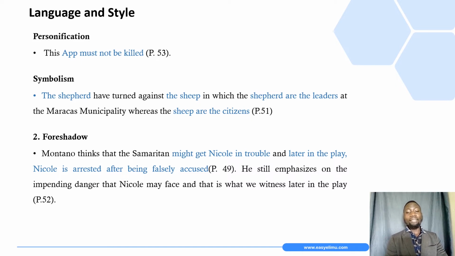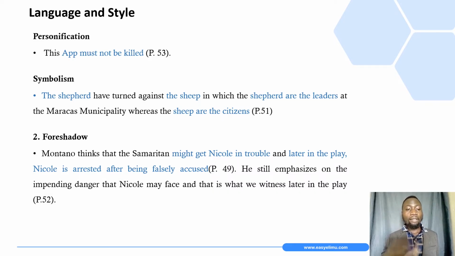So again, Montano still emphasizes the impending danger that Nicole may face, and that is later witnessed in the play when Nicole is arrested, and some allegations that are not true are put on the charge sheets. But we later witnessed what the unity of people is capable of doing.